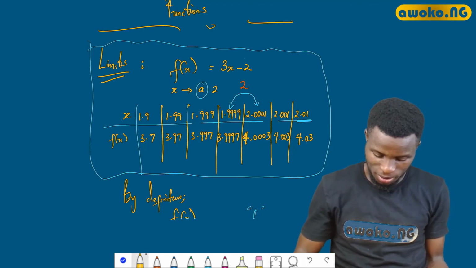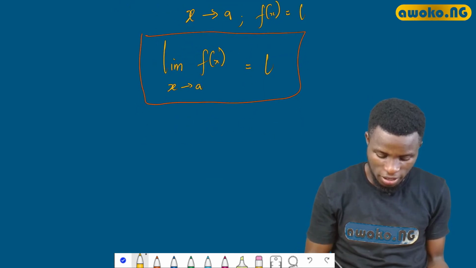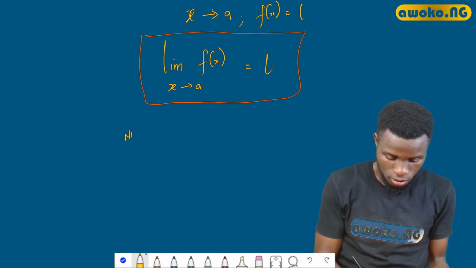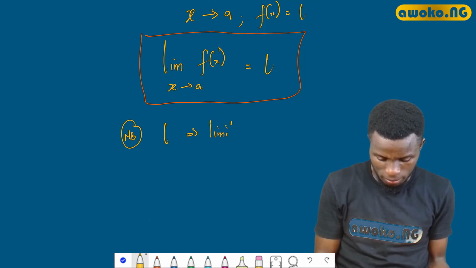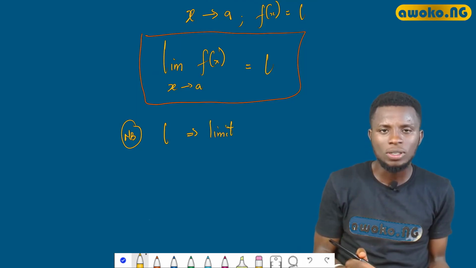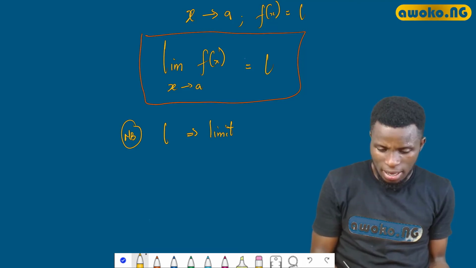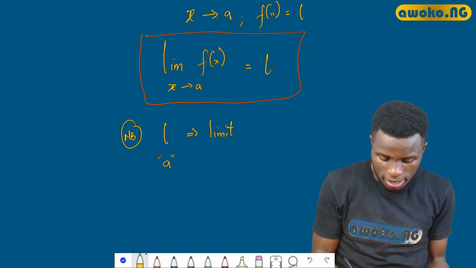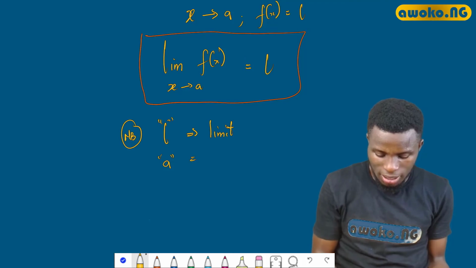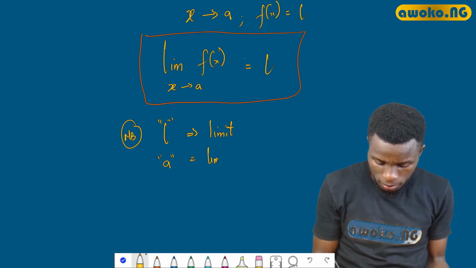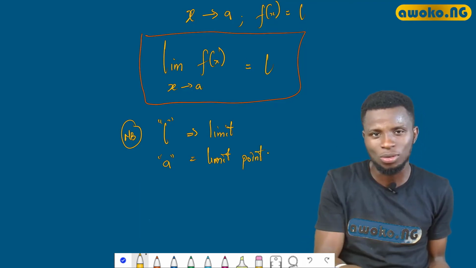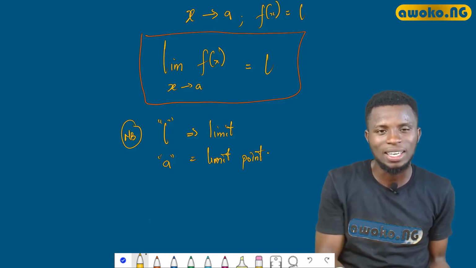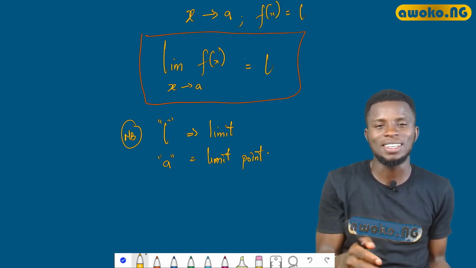Now let us take note. I've said this earlier, but for emphasis sake, note that L is called the limit, and the number a is called the limit point. It is that point that we don't want to get to, because once we get there, there is disaster calling.